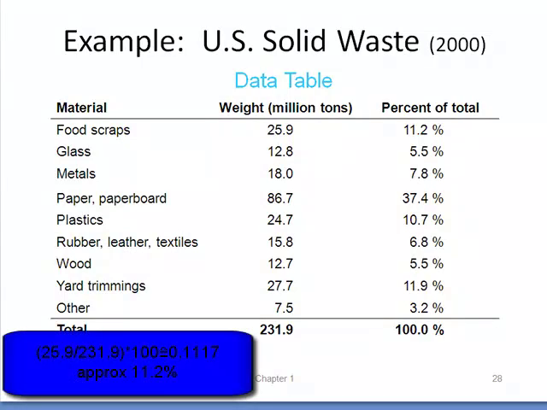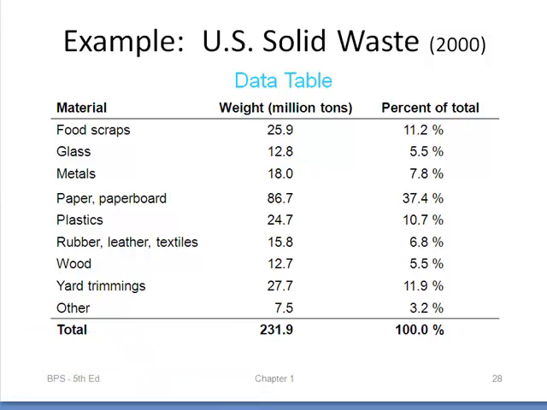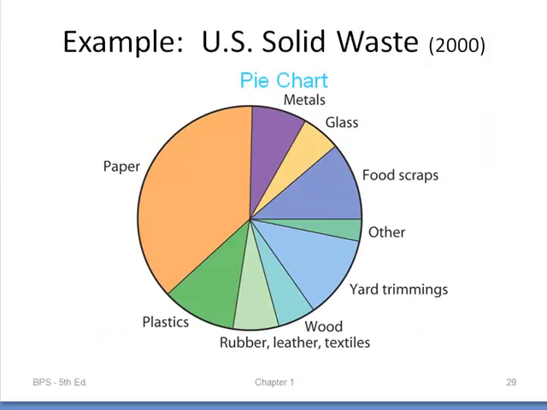So I'd say 25.9 divided by 231.9 and multiply that by 100. That's where you get the 11.2%. And you do that for all of them. So we have this wonderful frequency and relative frequency chart. Now let's look what the pie chart would look like.